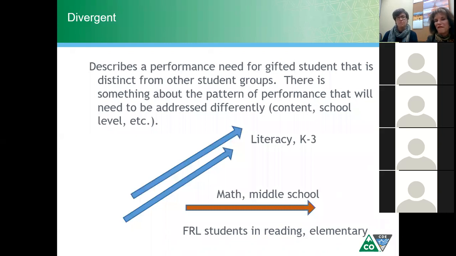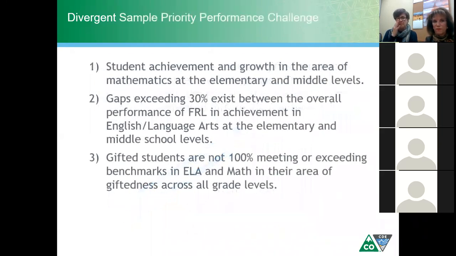So that's divergent. Here's a sample for a district that again has needs overall. You can see very clearly in 1 and 2, but they've identified that the needs for gifted students is not where they think, again, that expectation should be. So they've called it out explicitly as its own priority performance challenge.